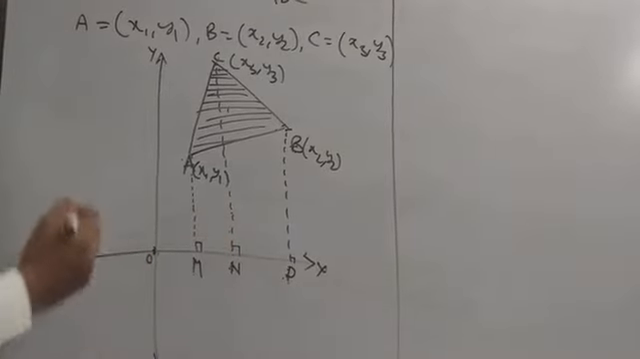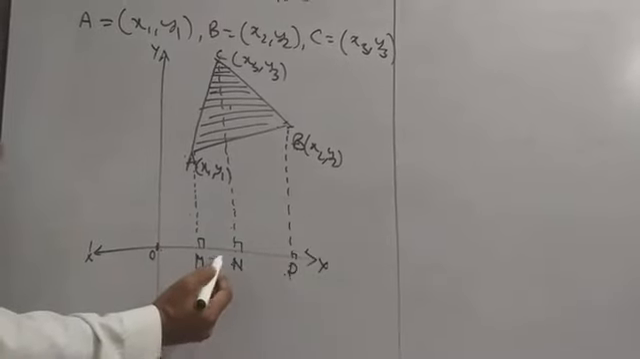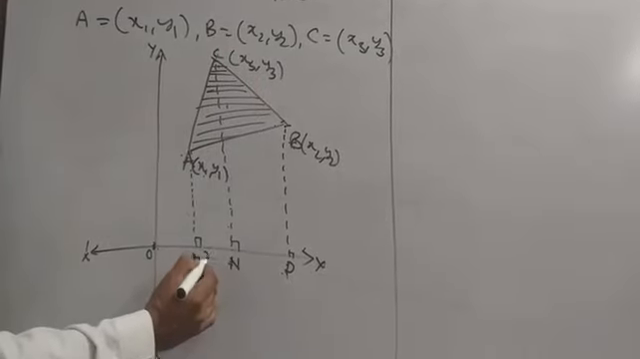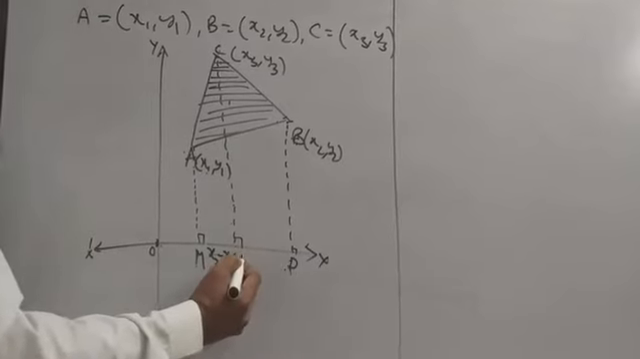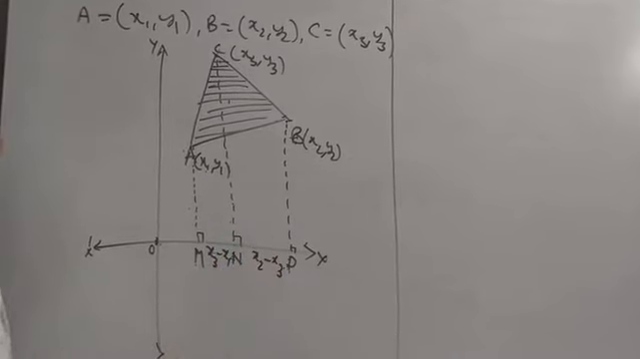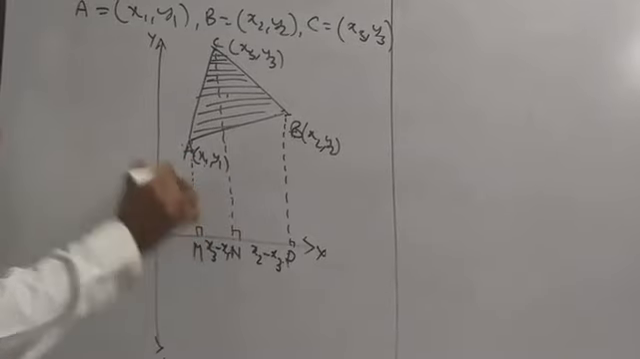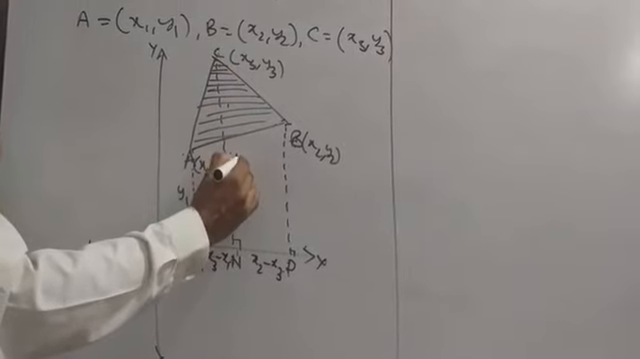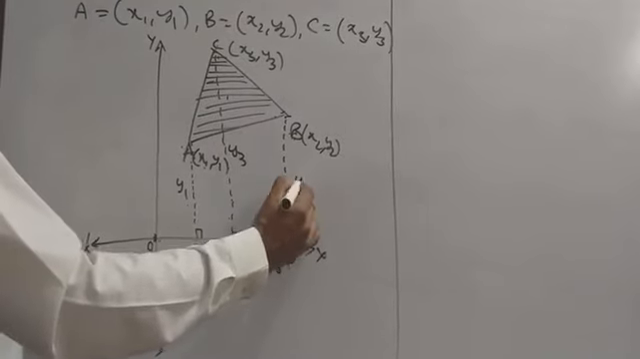Let us identify their measurements. This is the horizontal distance MN, that is the difference between the x coordinates. This is x1, this is x3 as per our diagram. So this will be x3 minus x1. Similarly, this is x2 and this is x3. Therefore, this distance will be x2 minus x3. The vertical distance AM is nothing but its y coordinate y1. The vertical distance CN is nothing but y3. The vertical distance BP is nothing but y2.